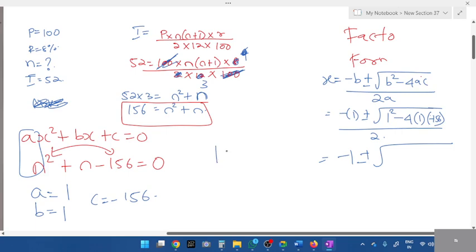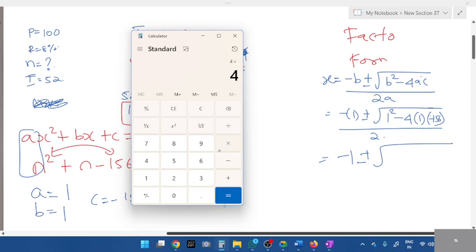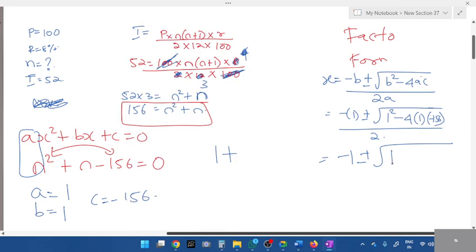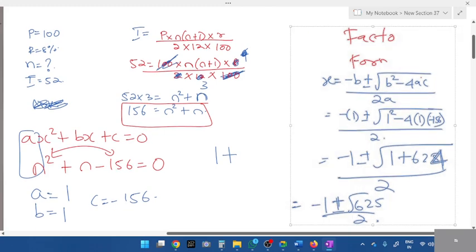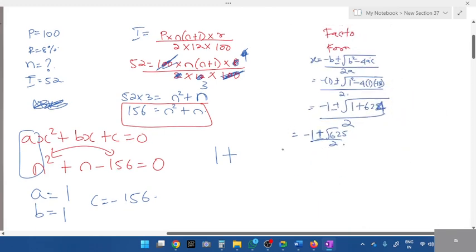What is 4 into minus 156? How much is 4 into 156, students? 624. So minus into minus is plus, 624 plus 1 is 625, divided by 2. What is the square root of 625? Yes, very good. 25. 25 is the answer. Minus 1 plus 25 divided by 2. Minus 1 minus 25 divided by 2.